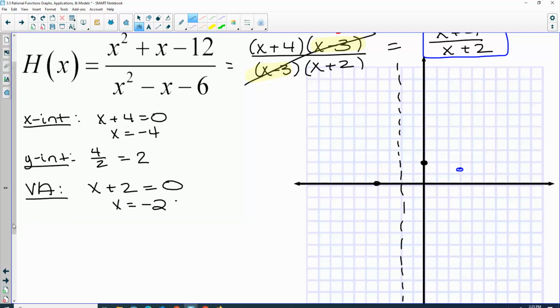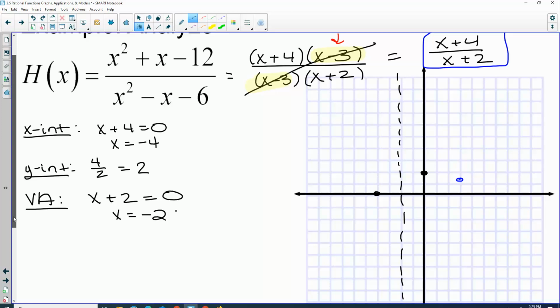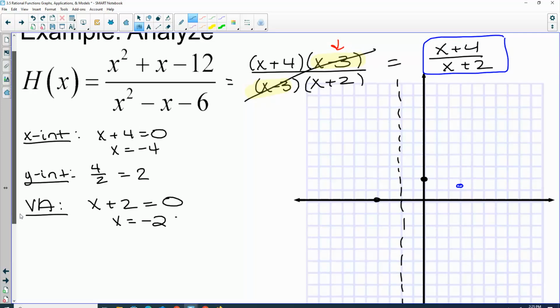Horizontal or oblique? How do we decide? Divide. It doesn't matter if we do the original or the reduced one. If you are doing x divided by x, what does that give you? 1. So the x's cancel, so it's a horizontal line. Y equals 1.